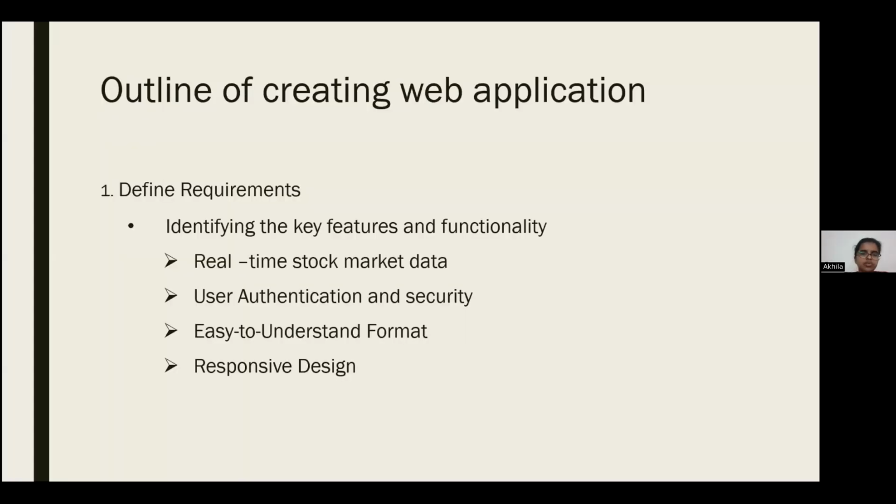Now let's see the outline of creating a web application. Firstly, we define the requirements and identify the key features. For our website, the key features are real-time stock market data, and user authentication and security. This is the most important because we have to make sure that the user data is secure. Then an easy to understand format, because of this the user can make good interpretation. And then responsive design, which can be achieved by using Bootstrap.